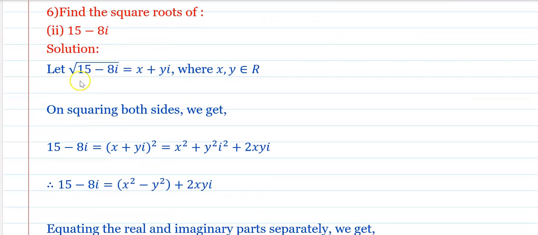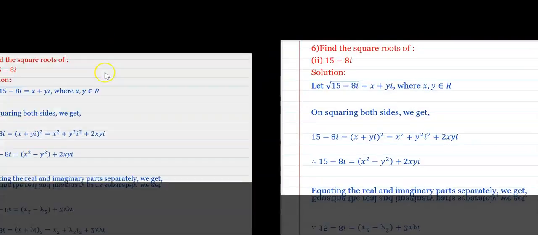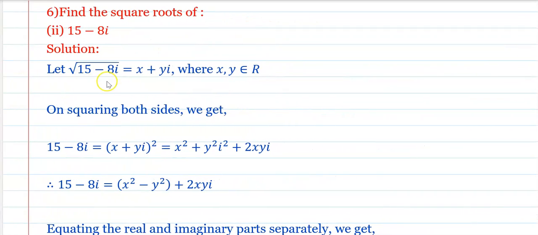Now the next. Find the square root of 15 minus 8i. Let the square root of 15 minus 8i be equal to x plus yi, where x, y belong to the set of real numbers. On squaring both sides, you will get 15 minus 8i is equal to (x plus yi) whole square, which is equal to x square plus y square i square plus 2xyi. But i square is minus 1, and hence x square minus y square in the first bracket, plus 2xyi.